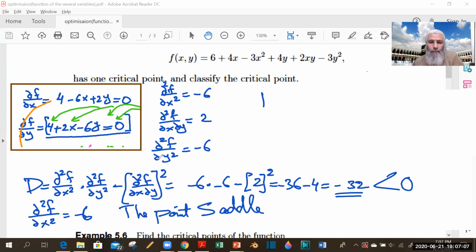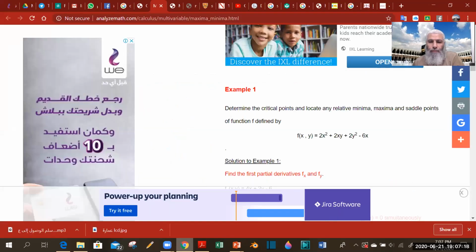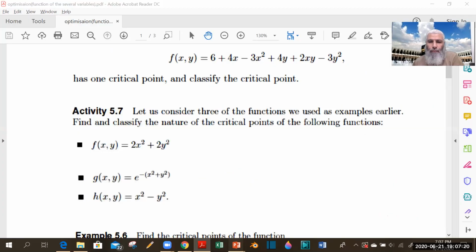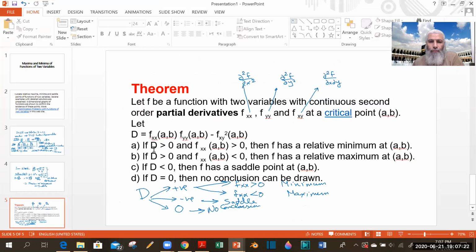Ustaz, can I ask you a question before? Where did you get D? It's given in the rule? Yes, in the rule. I remember we studied this rule. D equals fxx multiply fyy minus fxy squared.